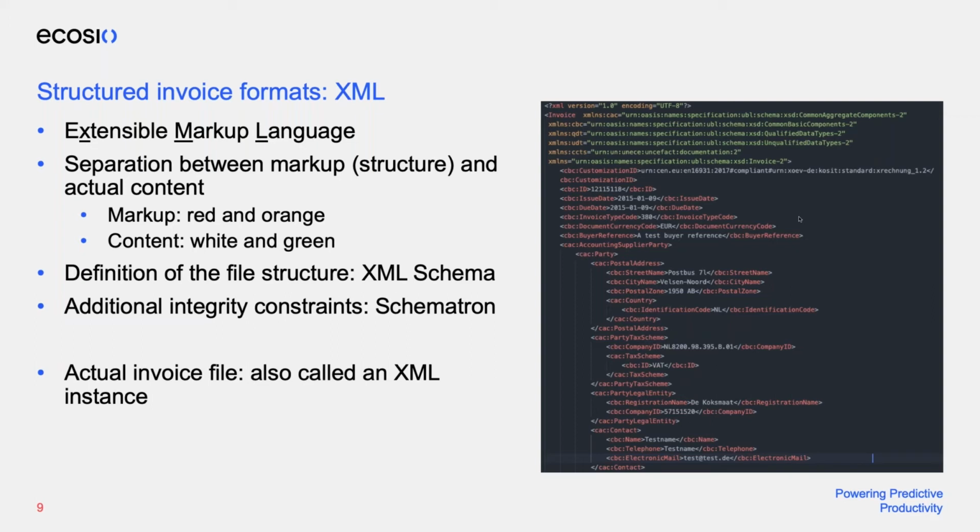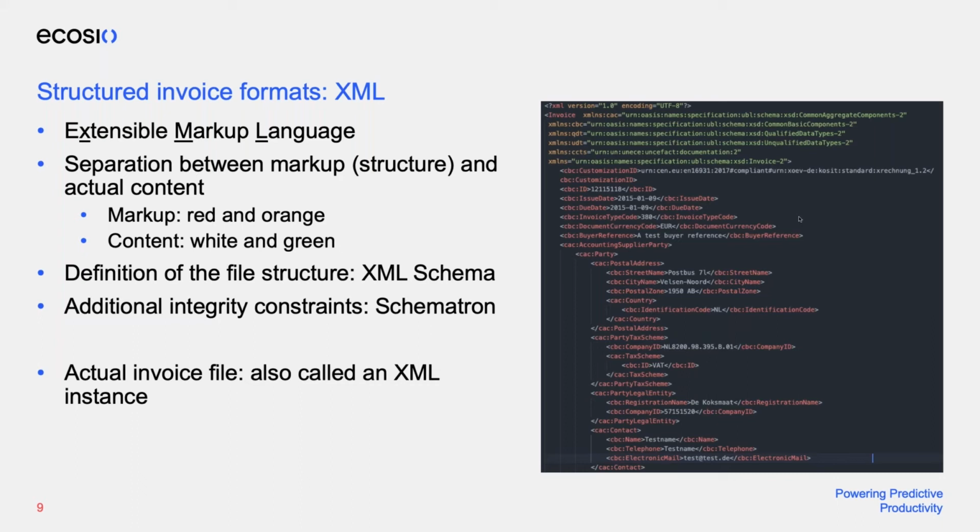Obviously, this is just in the representation, as an XML file is typically just a text file and does not know any colors. If there is a file structure to be provided, so how does an invoice actually look like? One is to employ XML schema, so providing the exact structure of an XML file, and additional integrity constraints can be provided using Schematron. When we talk about an actual invoice file, it's oftentimes also called an XML instance.